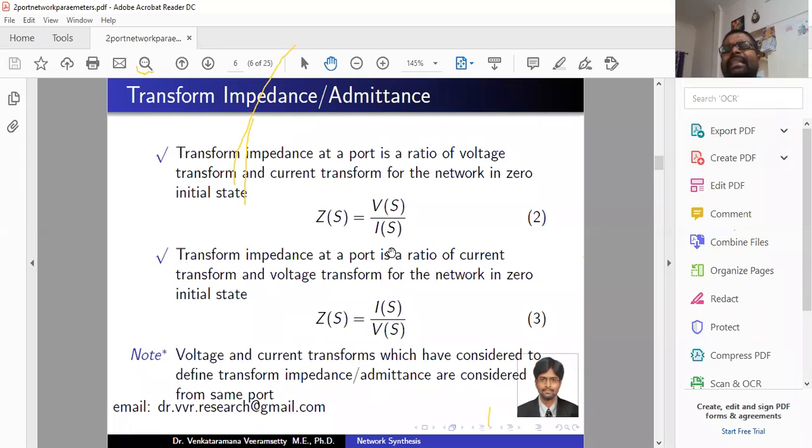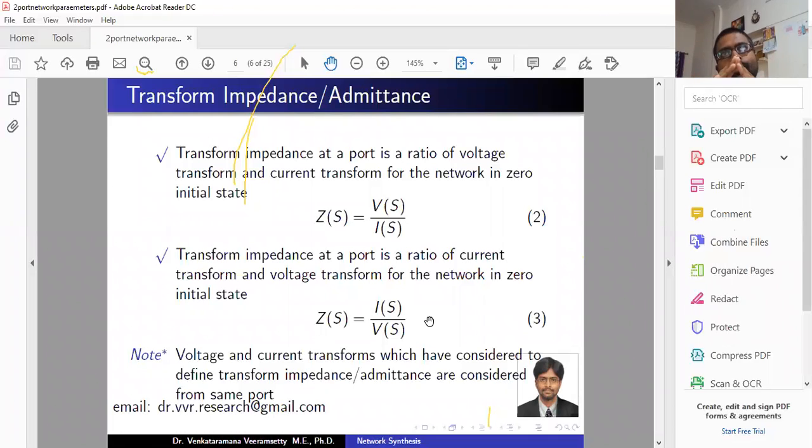Similarly, Y of S is the reciprocal of the impedance. So Y of S equals I of S over V of S. This is Y of S, not Z of S. Y of S equals the ratio between transform current and transform voltage of a network with zero initial state.